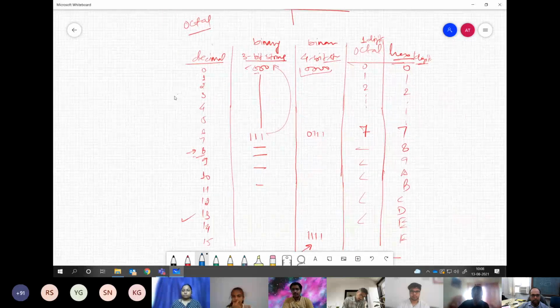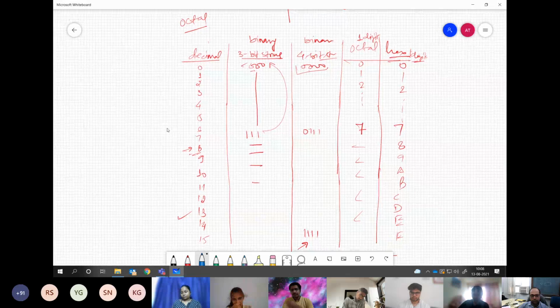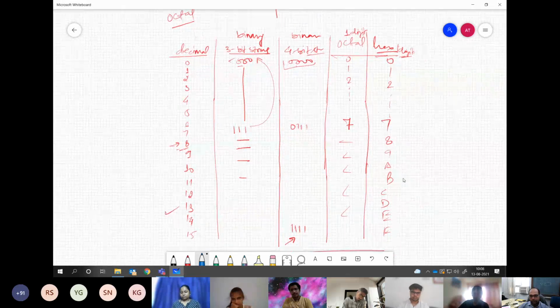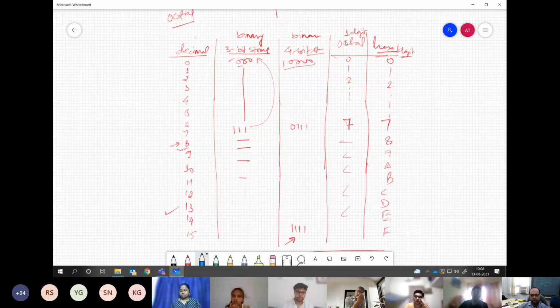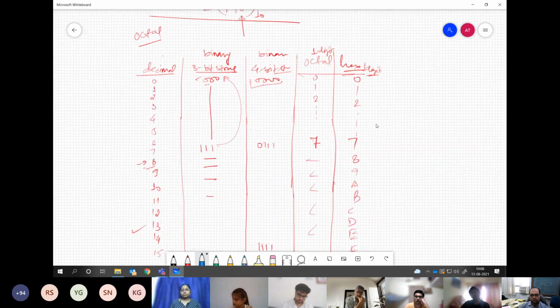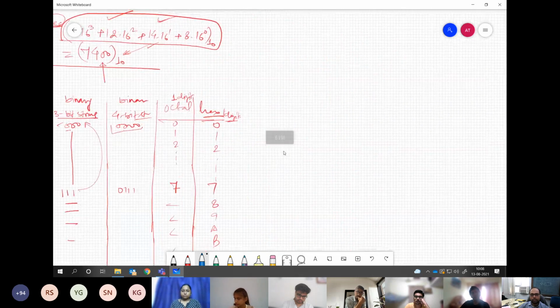Let's say if we write all the decimal numbers 0 to 15, what can we express in what number system? Taking a 3-bit string which corresponds to the octal number, we have the limitation only up to 7, and taking a 4-bit string which corresponds to the hexadecimal digit, we can express up to 15 decimal numbers. These things we have seen in the previous class.